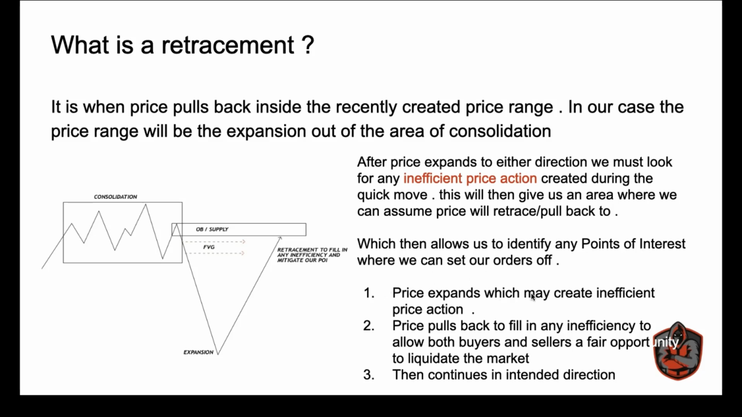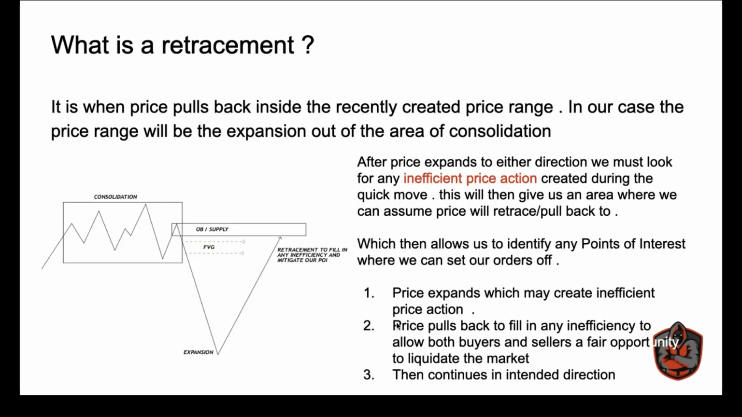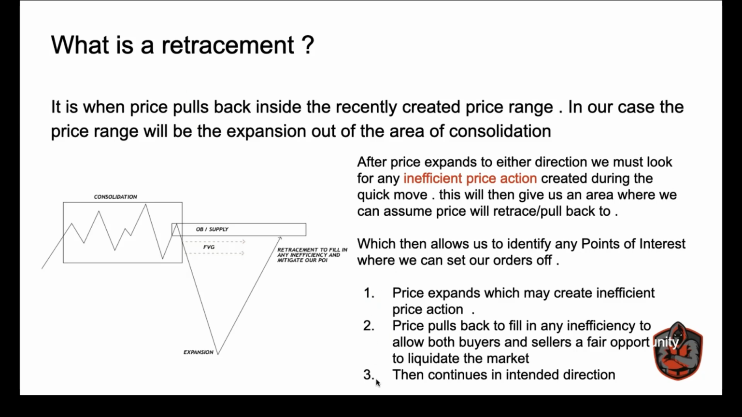This then allows us to identify any points of interest where we can set our orders. Number 1, price expands, which may create inefficient price action. As we can see in this example, price expands, it creates inefficient price action. Number 2, price pulls back to fill in any inefficiency to allow both the buyers and the sellers a fair opportunity to liquidate the market. So we identify the inefficiency, and we identify the point of interest where we can look to set our orders or execute a position. And number 3, when price comes back to fill in that inefficiency, it will then continue in its intended direction.